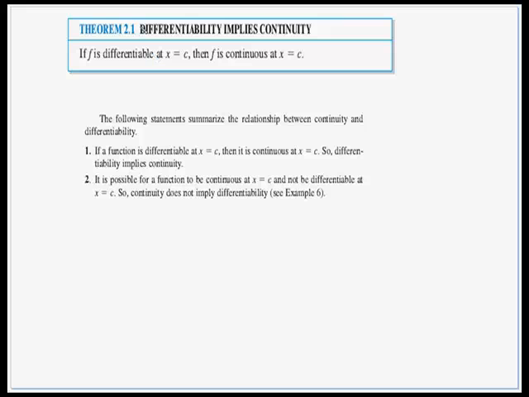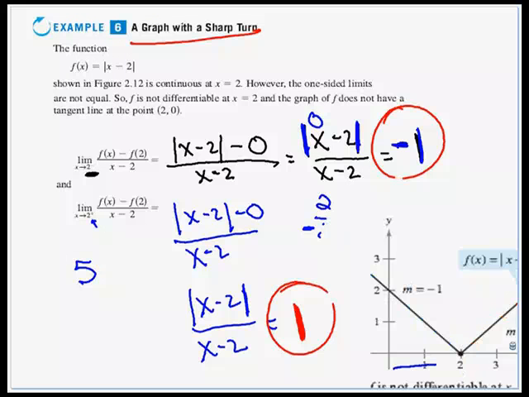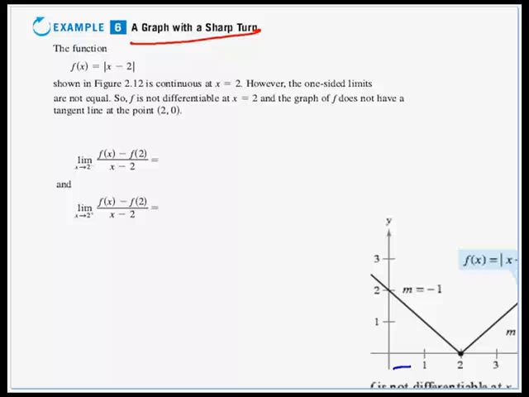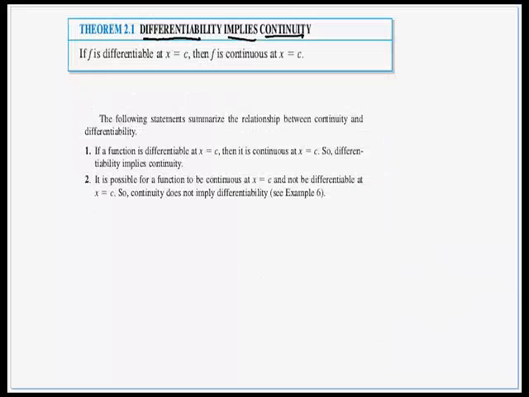So theorem 2.1, this is the link between differentiability and continuity. Differentiability implies that you will also be continuous. If f is differentiable at the point, then it is continuous at that point. The converse is not true. If it is continuous, it does not necessarily mean it's going to be differentiable. Especially right here, this is continuous. You can draw this absolute value function without lifting your pen off the paper, but just because it is a continuous function, it is not differentiable at that sharp turn.